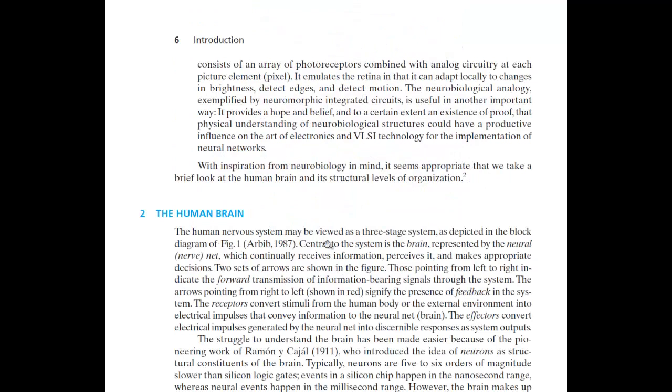Now central to the system is the brain, represented by the neural nerve net. So what is the neural net? What you are having is your brain, which continually receives information, perceives it and makes appropriate decisions. Okay, so it is incoming as well as outgoing.